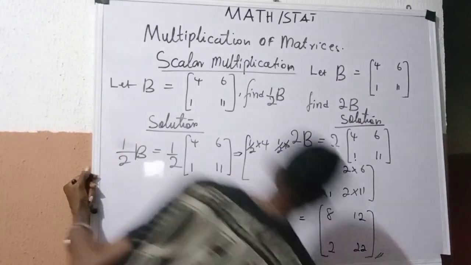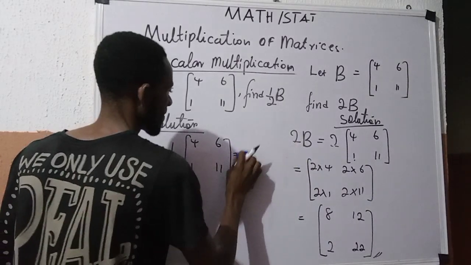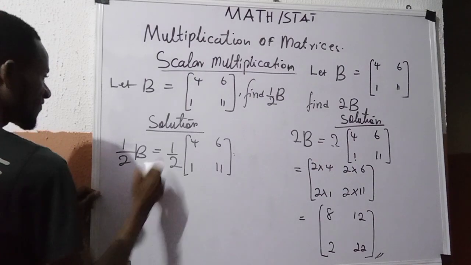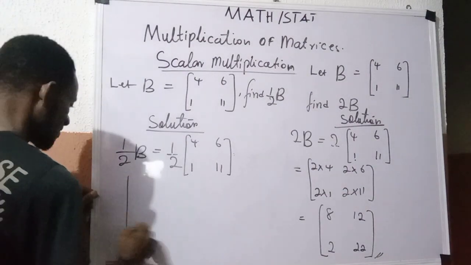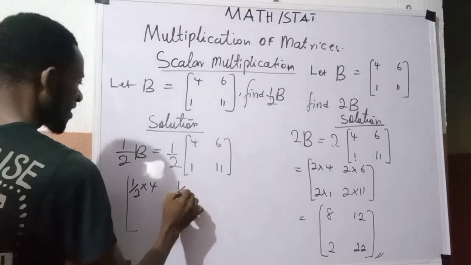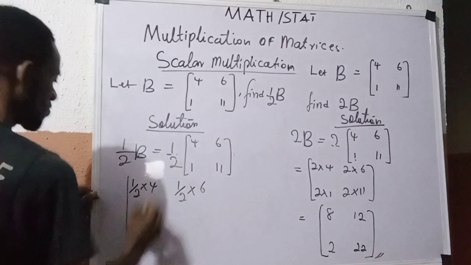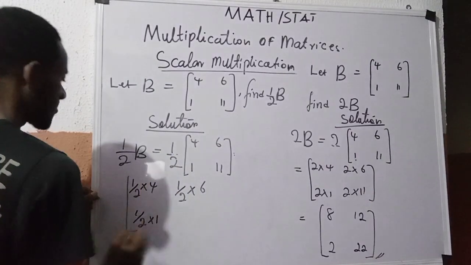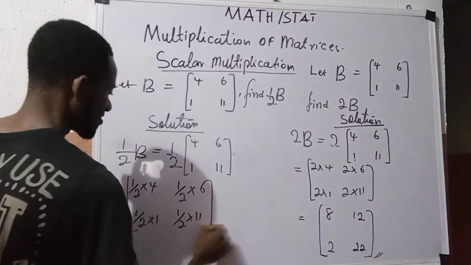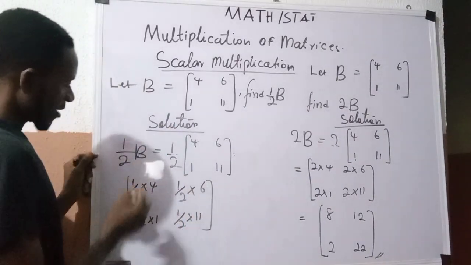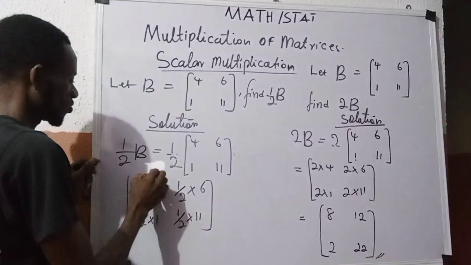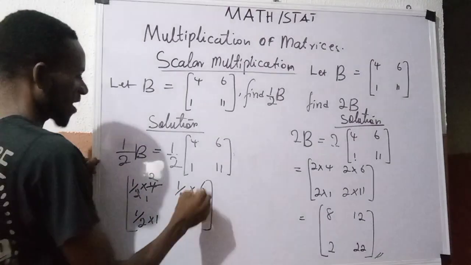Okay, you won't see it very well here, so let me bring it down. So you have 1 over 2 multiplied by 4, 1 over 2 multiplied by 6, 1 over 2 multiplied by 1, 1 over 2 multiplied by 11. You have something like this. And of course, there is 2 here, there is 4 here, so something can go. So 2 here is 1, 2 here is 2.